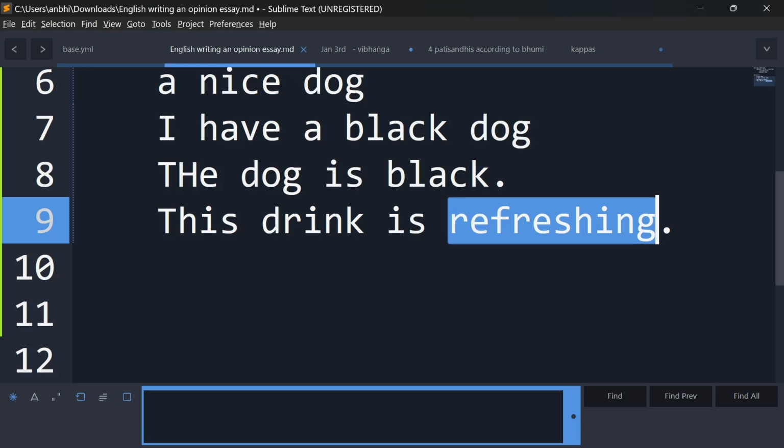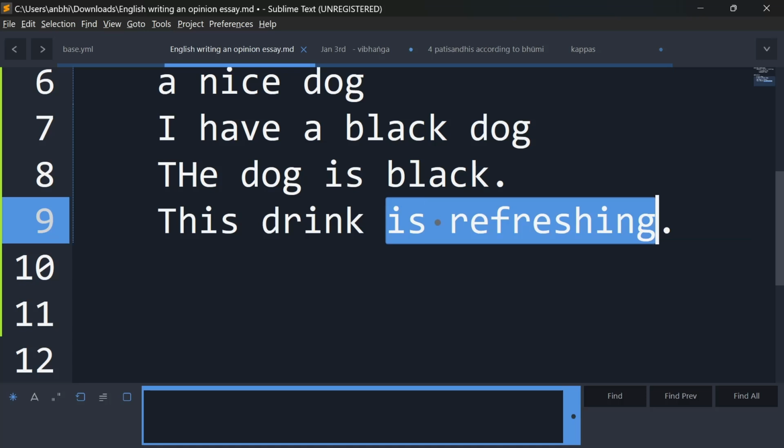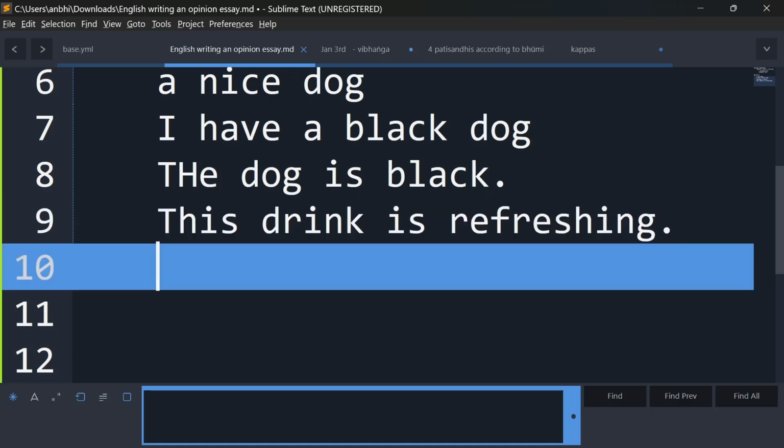Refreshing could be a verb, and it could be an adjective. So here you have to try to understand the context. This drink is refreshing, period. Sentence is over. This is an adjective. Even though it's with ing and there is a verb to be before, it looks like a present continuous, but it's not. Okay? But let's use it as a present continuous.